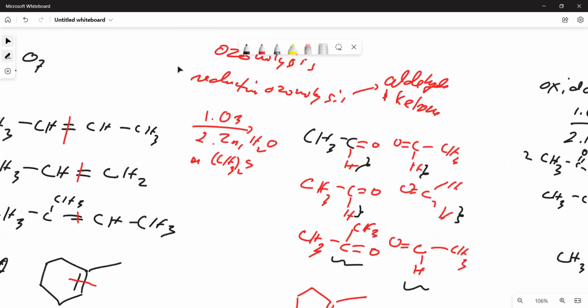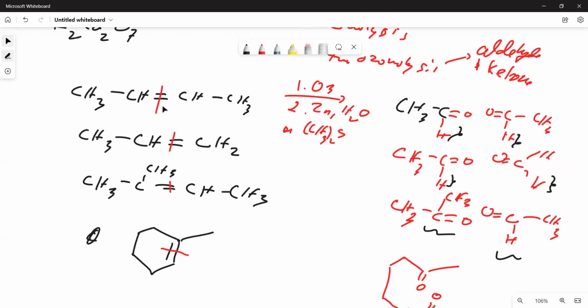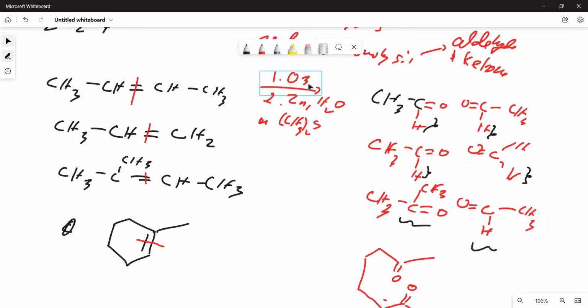So let's look at the examples here. There are two reagents. First, you add ozone and then followed by a reducing agent like zinc in the presence of water or dimethyl sulfide. Okay. So here are the different structures of alkene. You have 2-butene, you have 1-propene, you have 2-methyl-2-butene, and you have 1-methylcyclohexene. So when you use ozone as an oxidizing agent, followed by a reducing agent, which we call reductive ozonolysis, you are expecting aldehyde and ketone products only.